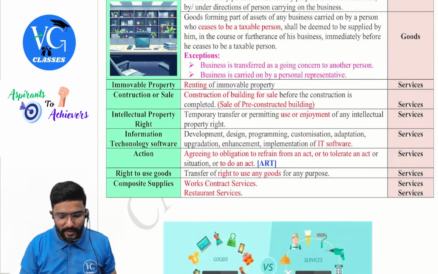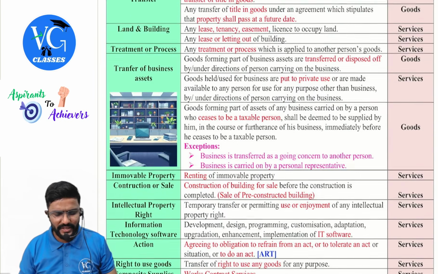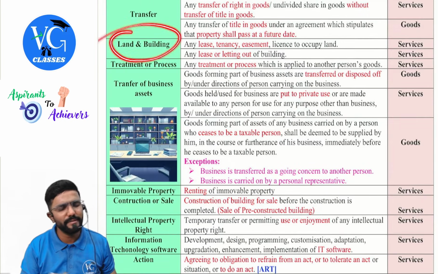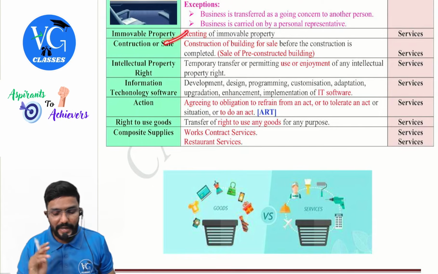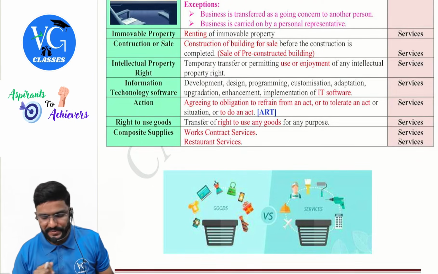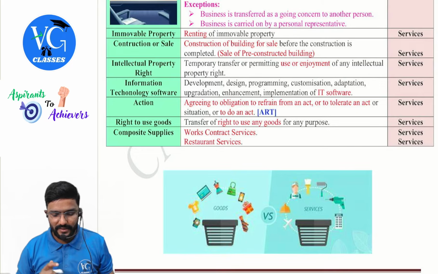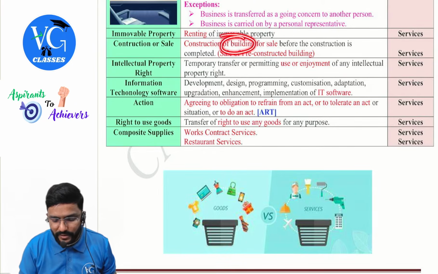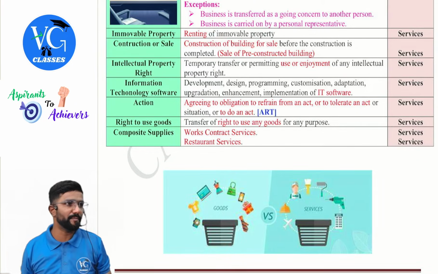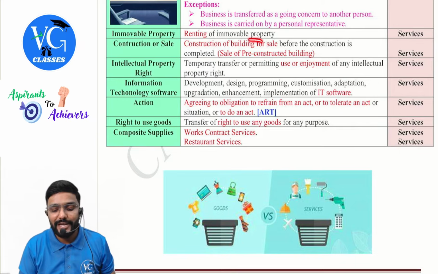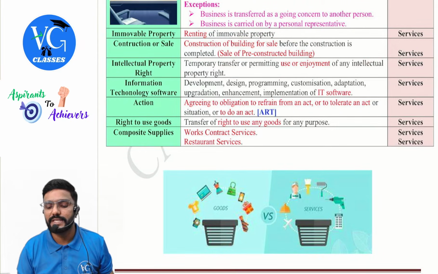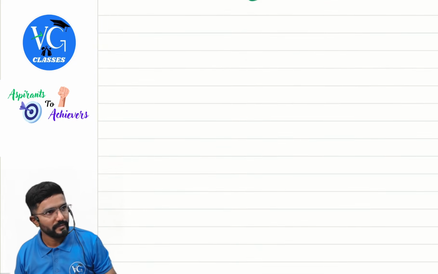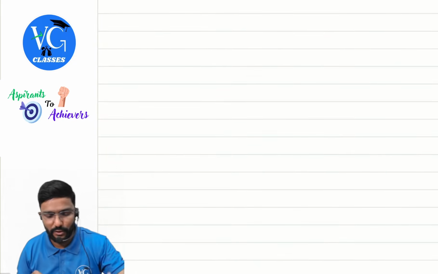Next, immobile property, renting of immobile property. Actually, it is just a repetition because land and building is anyway covered here, but again they have repeated. Okay, let us take it. Renting of immobile property, services. Then construction or sale. Construction of a building for sale before the construction is completed. We call it as sale of pre-construction building. Is it a supply of services? Yes. Guys, connected to negative list also.